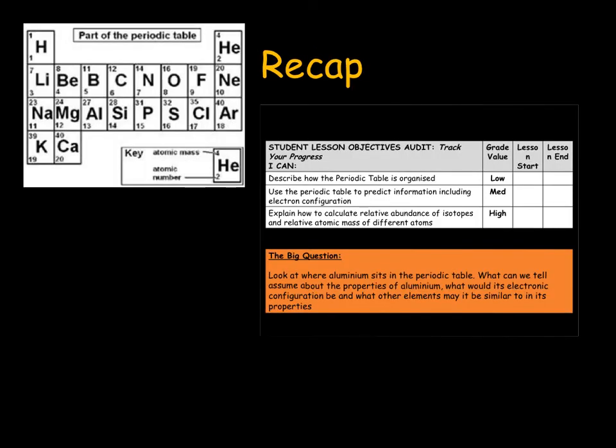In this tutorial, we have looked at how the periodic table is organised, including the work by Mendeleev. We have used the periodic table to predict information, including electron configuration, and we've looked at how to calculate relative abundances of isotopes, as well as the relative atomic mass of different atoms. I now want you to have a go at the big question. So look at where aluminium sits within the periodic table. What would be the properties of it? What would its electronic configuration be? And what other elements may it be similar to in its properties?